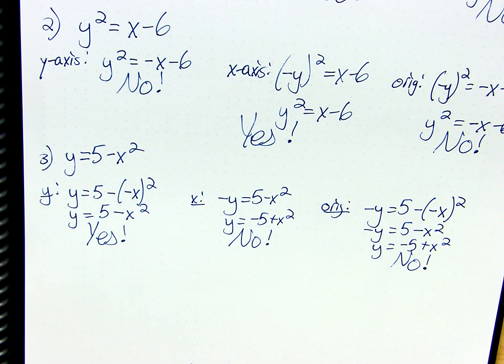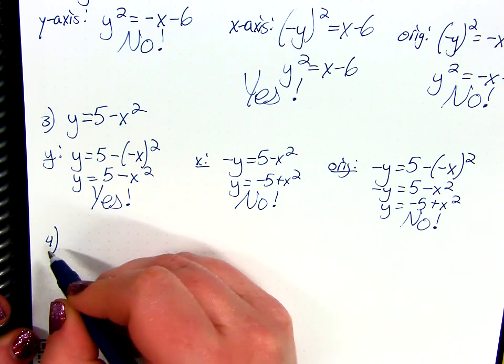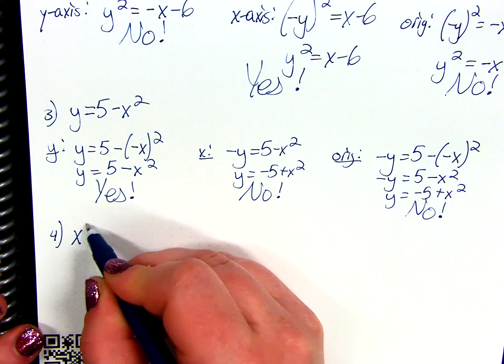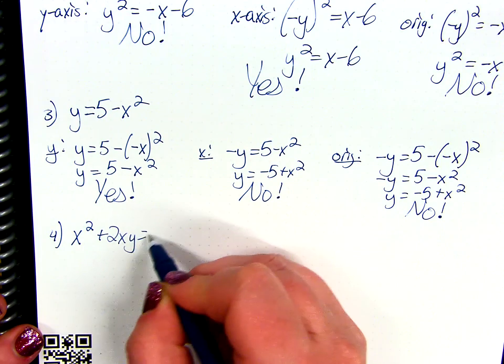Are we in agreement? Yeah? Okay. All right, let's try the fourth one then together. This one is a little bit trickier because we have a few more things going on. X squared plus 2xy equals 5.